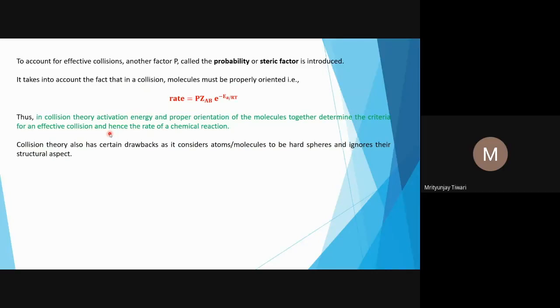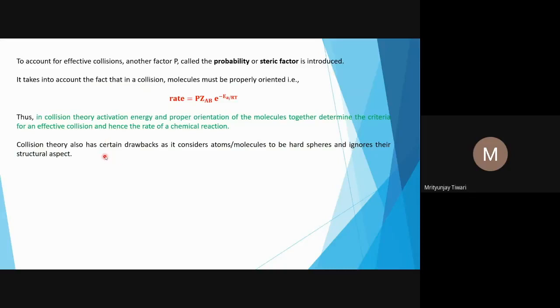And so, in the collision theory, the proper orientation and the activation energy mean that when molecules collide, after the collision their energy should also be higher than the threshold energy. Means the value of activation energy must also be obtained because of the collision. Then only the reaction will happen. So these are two criteria.